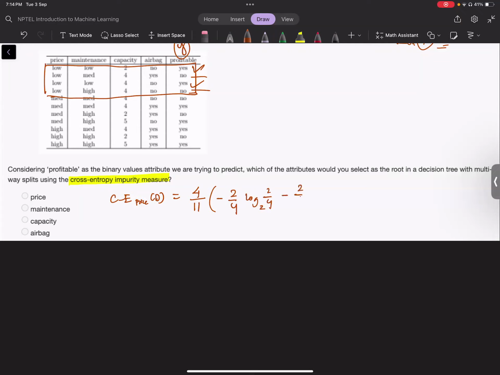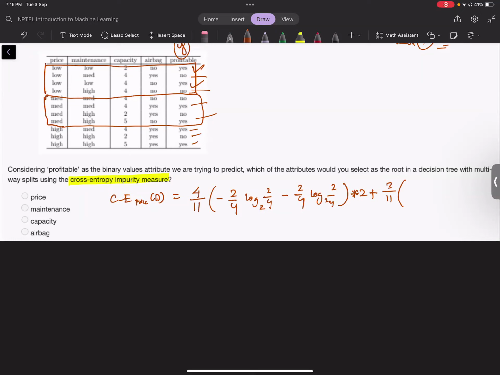Then for no, 2 by 4 log 2 by 4 base 2. Plus, for medium, similarly, we have 2 yes, 2 no. So it will be 4 by 11, exactly the same thing, 2 yes, 2 no, so I'll just multiply by 2 here. Plus, for high it is 3 by 11, and for high there are 2 yes, 1 no.